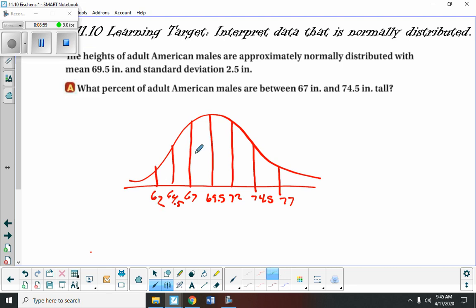Now fill in your percents. So this is 34 and 34, 13 and a half, 13 and a half, 2.35, 2.35, and 0.15. Okay, so now we've constructed the normal distribution, or bell curve. We can answer the question. What percent of adult American males are between 67 and 74.5? Well, these are the percents, so you add those together. So that would be 68 plus 13.5, and that would be 81.5% are in that range.